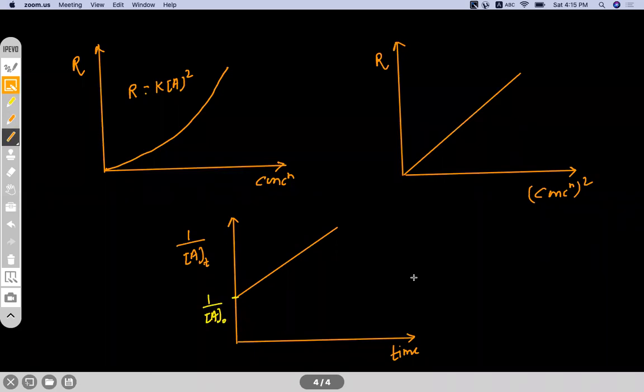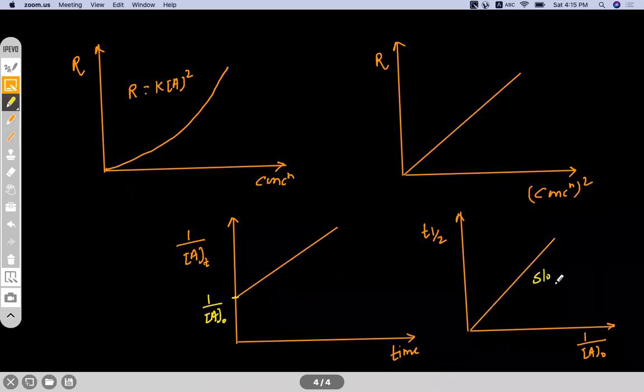What is the graph of T half and 1 by initial concentration? The y-axis is T half and this is 1 by A naught, the initial concentration. This would again be a straight line passing through the origin, and the slope of this line is what? 1 by K. The slope is 1 by K. Okay, so these are the graphs we have for this.